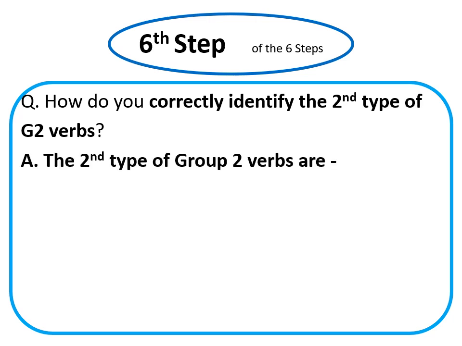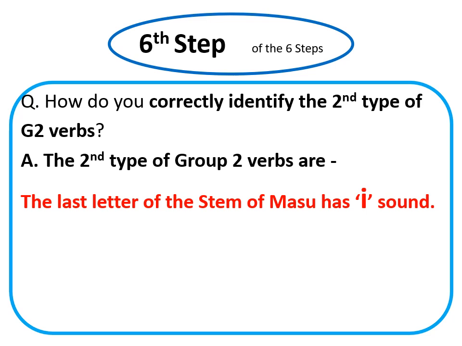So this type of group 2 verbs are a little bit tricky ones because it doesn't have its sound ending stem. Instead, it has an "i" sound ending stem. Now, do you remember which verb group has got the "i" sound ending stem? That was group 1 verb, wasn't it?